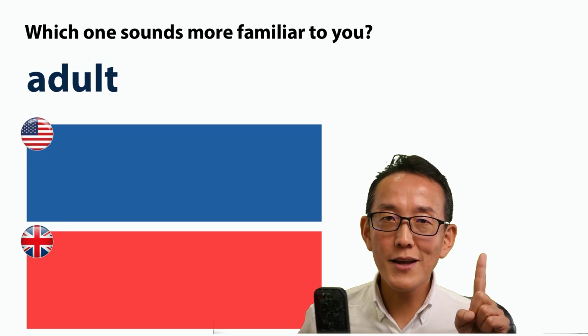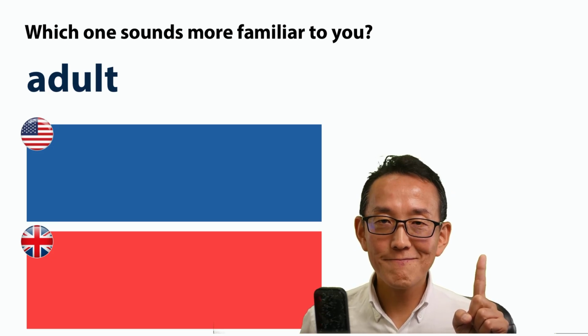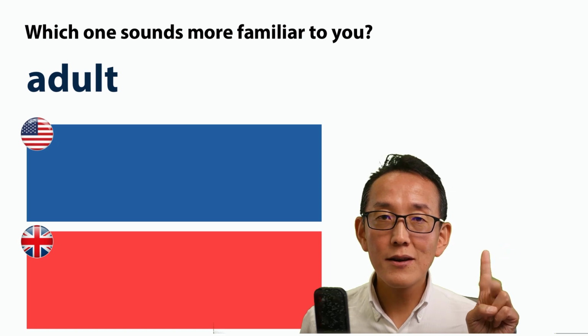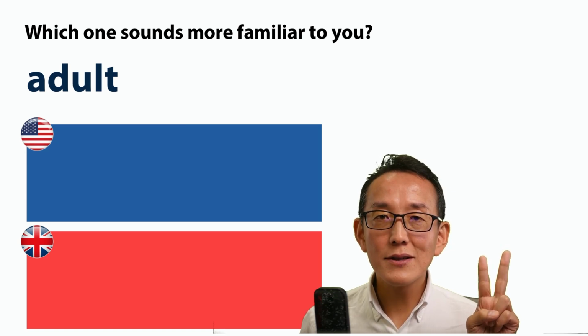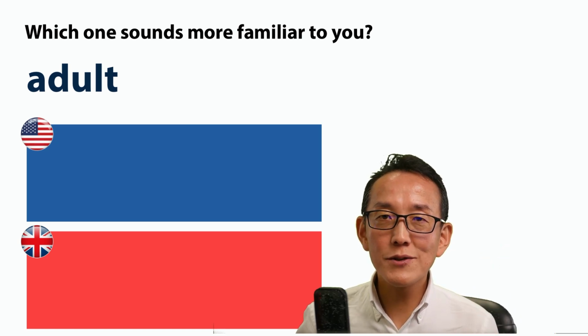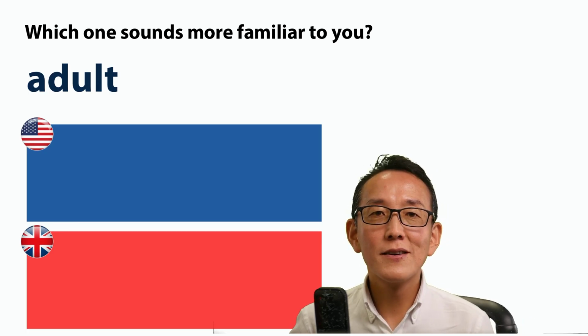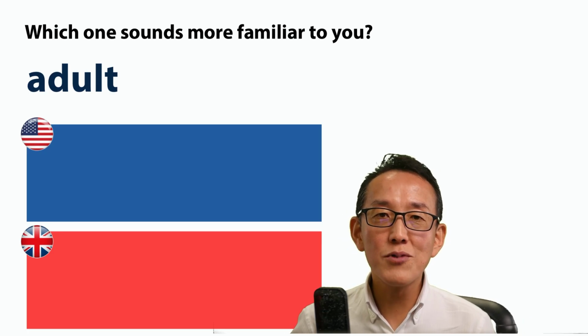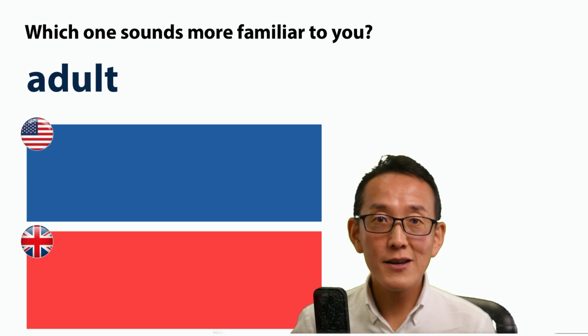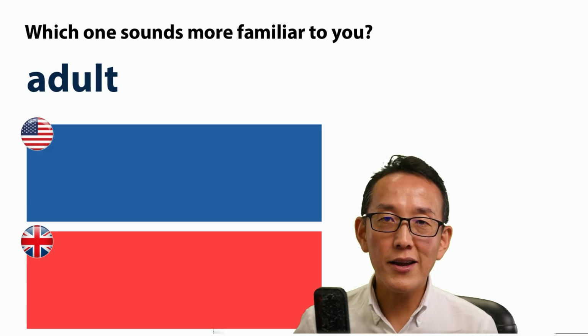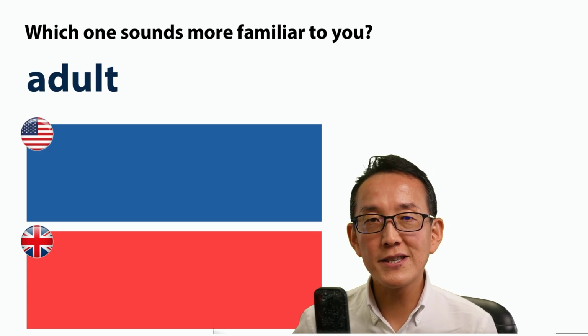All right, number one, adult. Tell me which stress pattern sounds more familiar to you. This time I said the British pronunciation first. British English usually places the stress on the first syllable on this word, and American English, however, often places the stress on the second syllable.